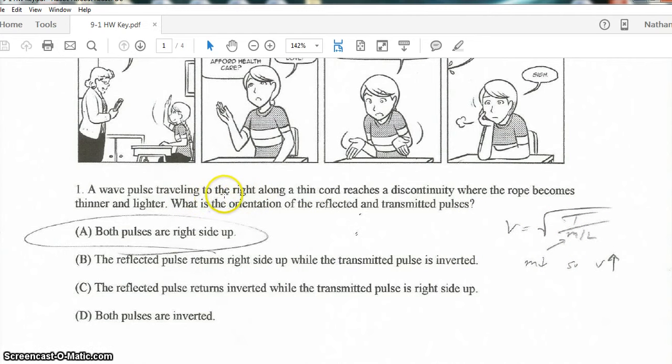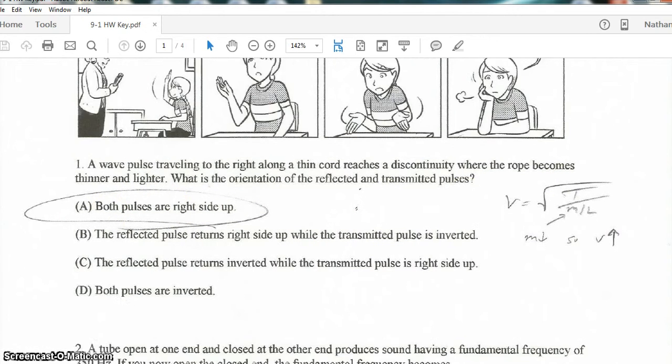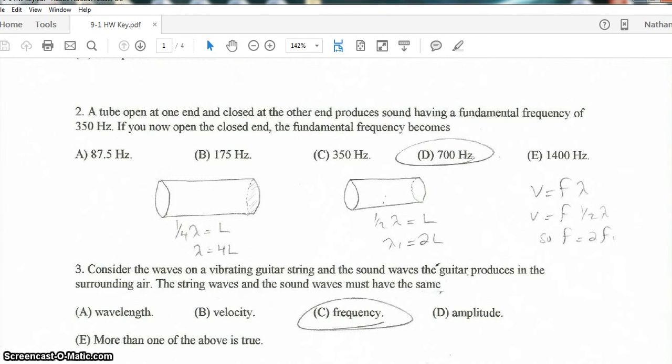If all of a sudden it reaches a thin chord, and the chord is thinner and lighter, then I know that the mass would be decreasing, and therefore the velocity would be increasing based on this relationship. So if the velocity increases at that boundary, the reflected pulse is actually going to stay with the same orientation as the original pulse did. The transmitted pulse is always going to maintain that upright orientation. So in this case, they both maintain that same orientation, so they are both right side up, if you will, rather than inverting.